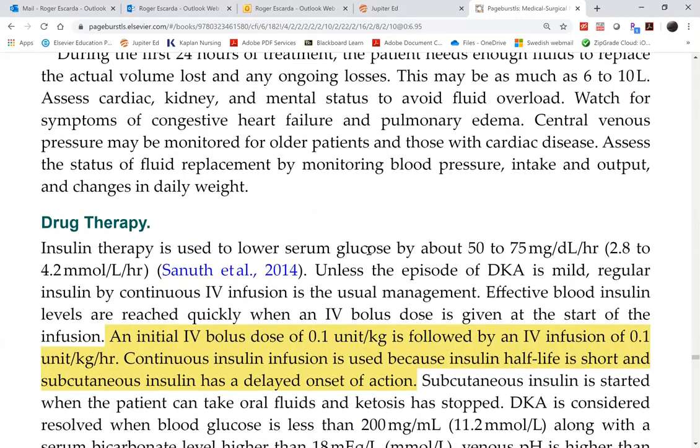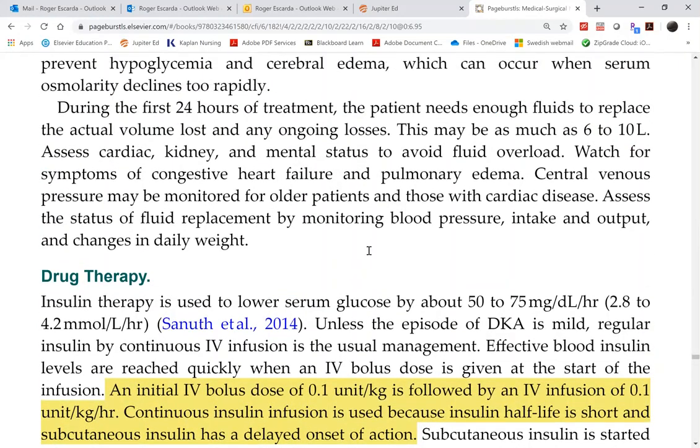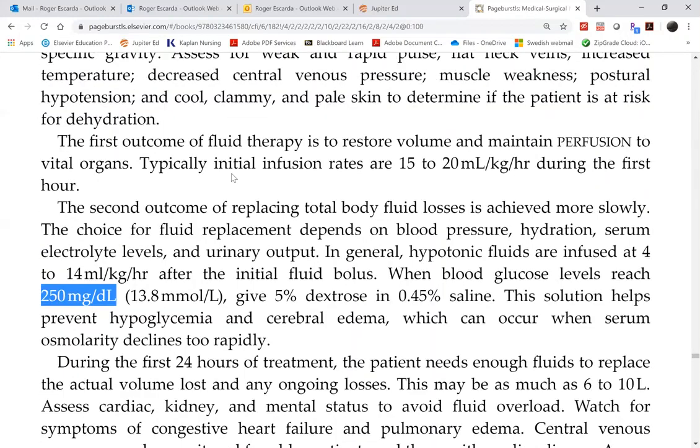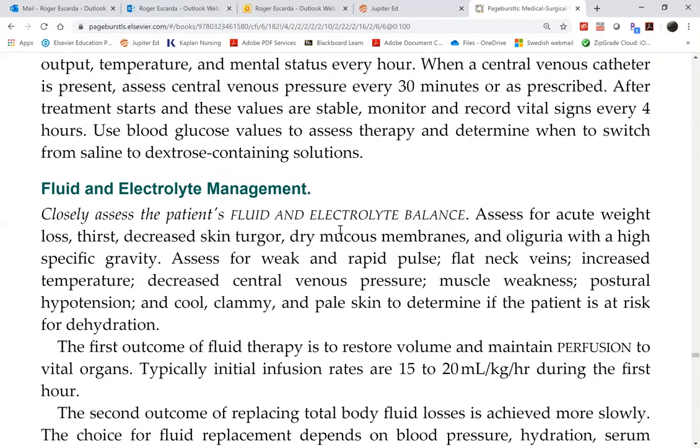Are you making sense? Unless we put the insulin, right? We won't get to that point. This is our goal. Again, our first outcome, fluid-wise. So this is all under fluid and electrolyte management.